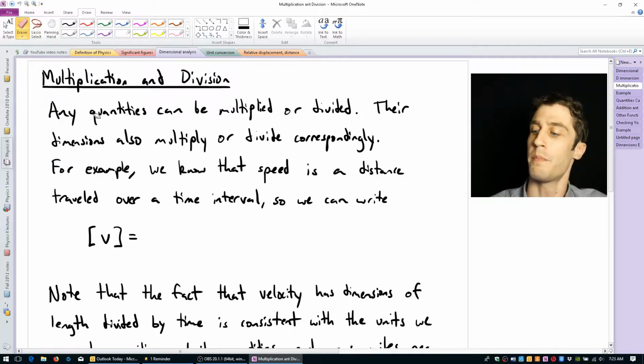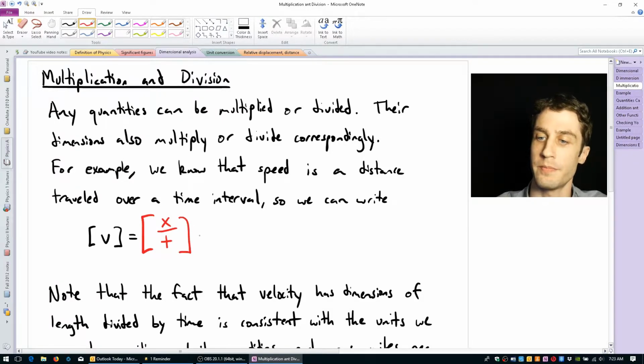All right, so let's talk about multiplication and division. Any quantities can be multiplied or divided. You could just always do it. There's nothing stopping you. Their dimensions will also multiply or divide correspondingly. For example, we know that speed is a distance traveled over a time interval, and so we can write the dimensions of v, if v represents our speed, is the dimensions of distance over time, distance traveled over a time interval.